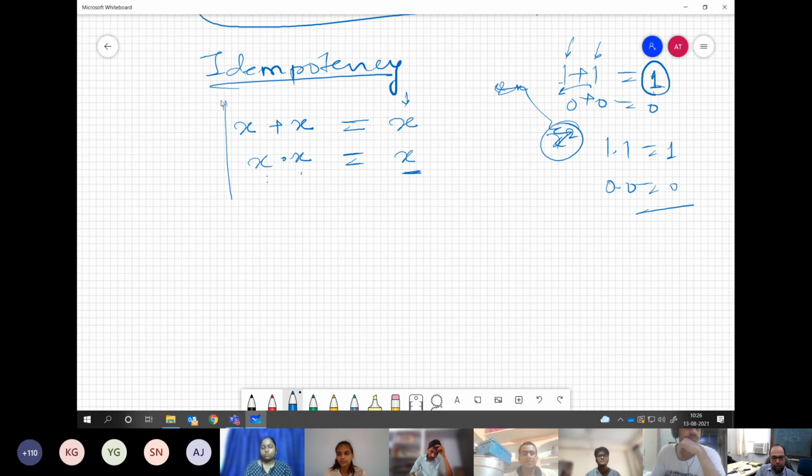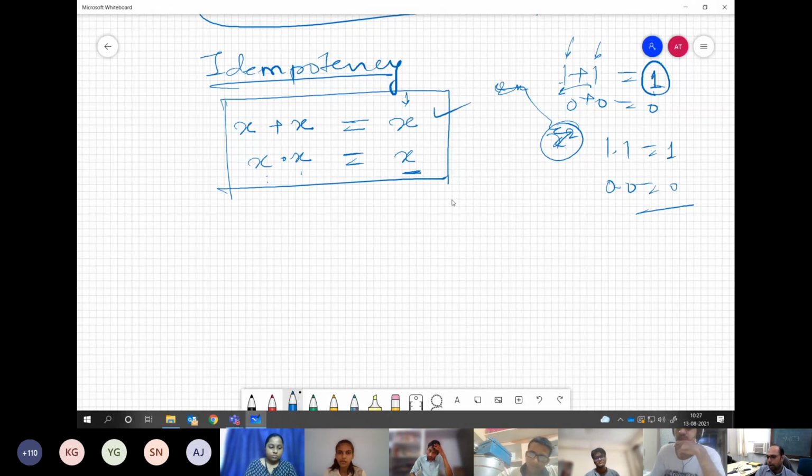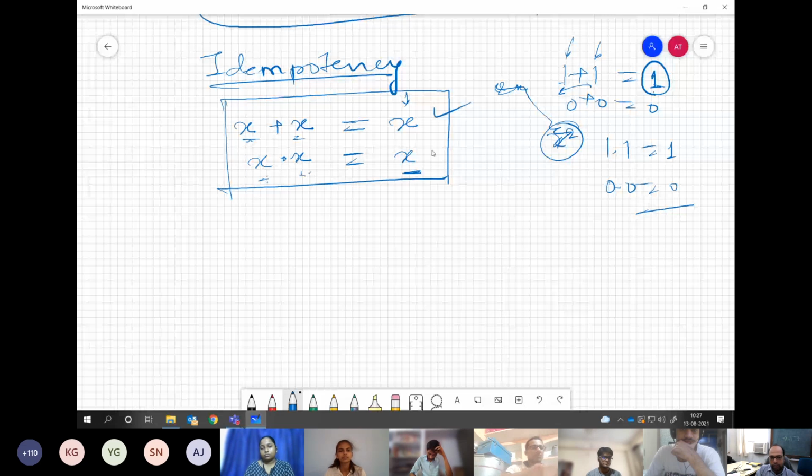So this is the first rule which we have to understand, that we do not have any other option. The variable, if it is added to itself or multiplied to itself, is going to remain the same. This is one property which is different from the decimal number system. We do not have this in the decimal number system, right?